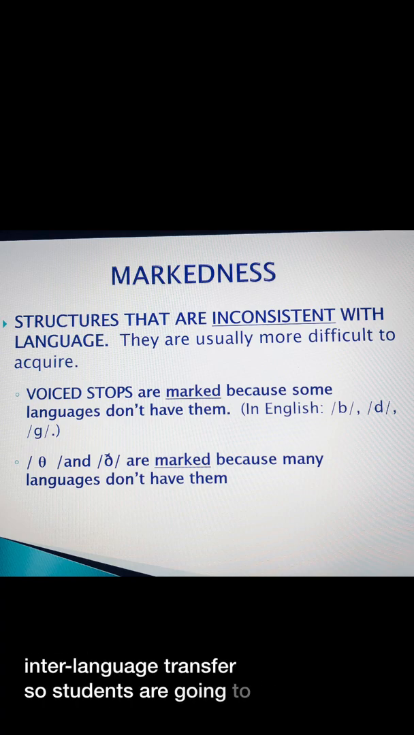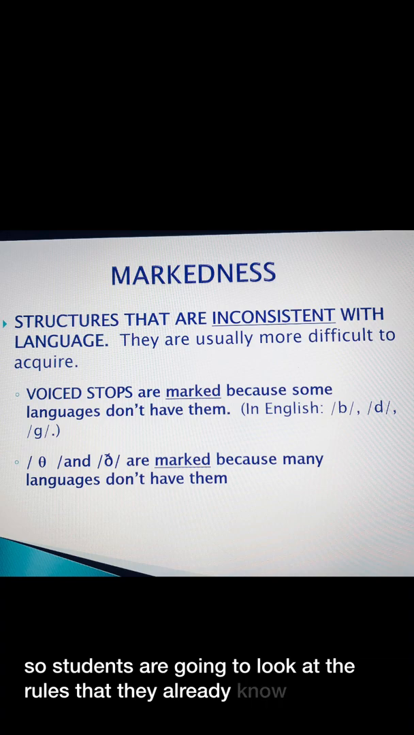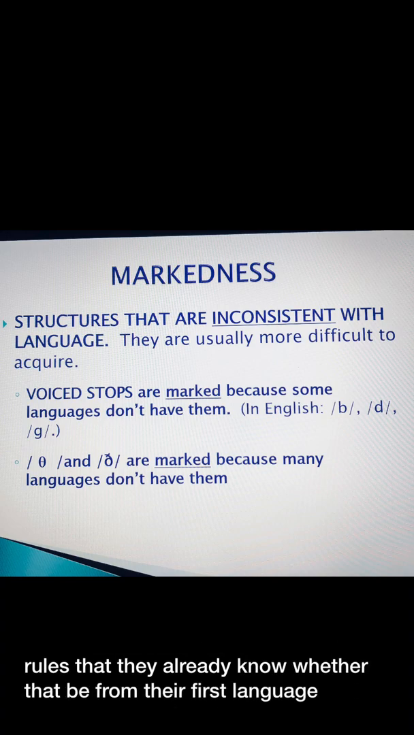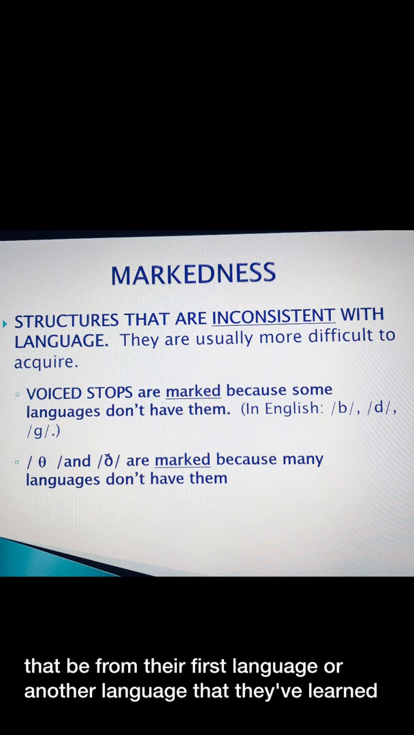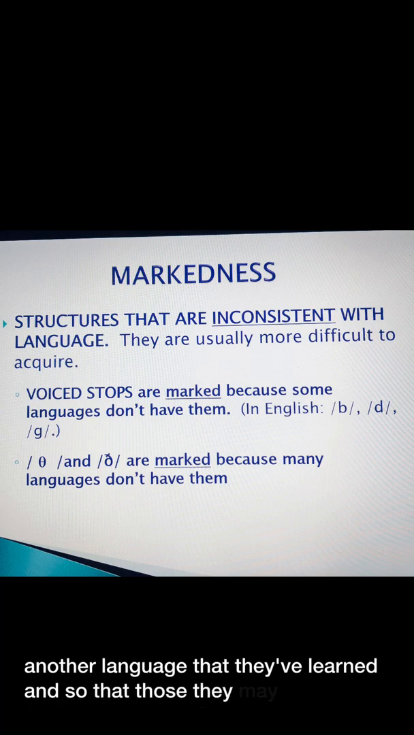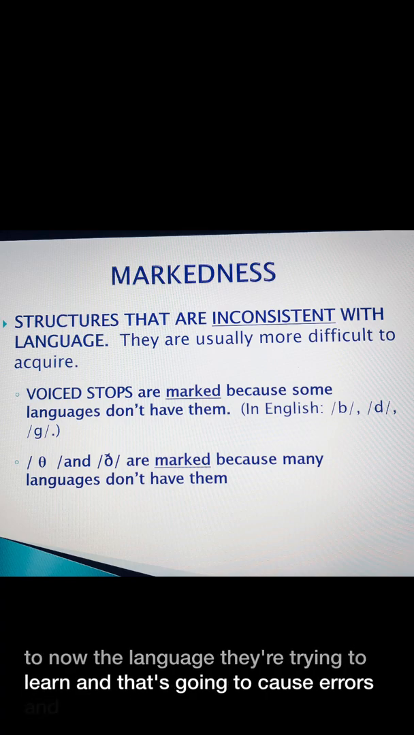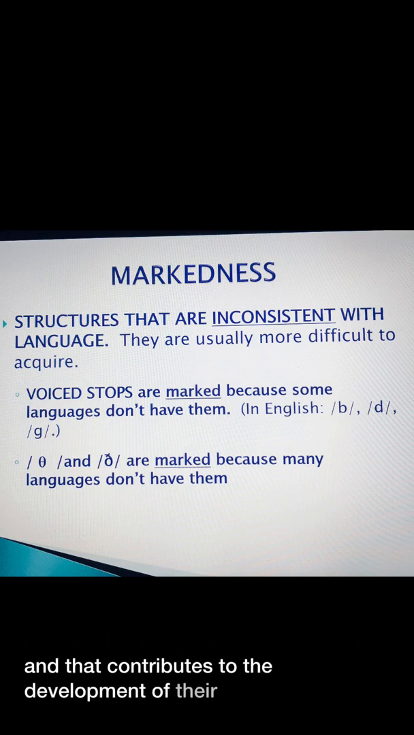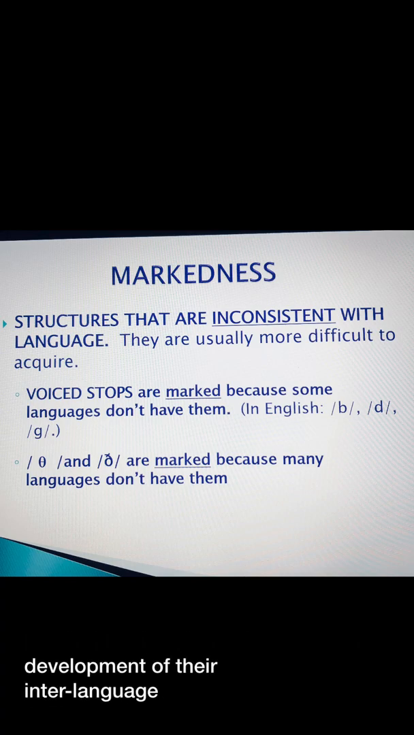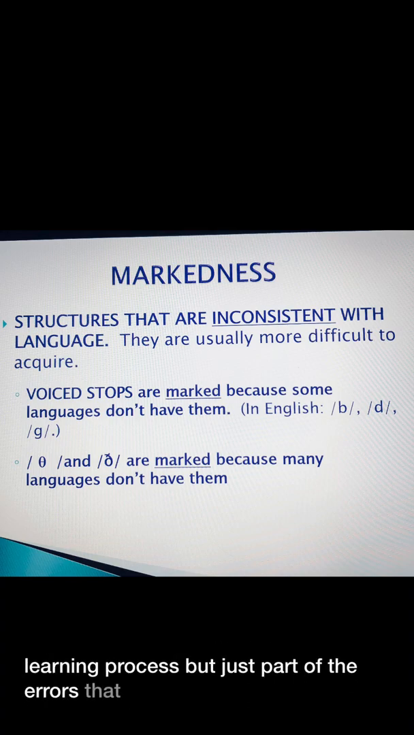So students are going to look at the rules that they already know, whether that be from their first language or another language that they've learned. And those they may transfer to the language they're trying to learn, and that's going to cause errors. And that contributes to the development of their interlanguage. So those are things that, I guess, not really slow down the learning process, but are just part of the errors that you'll see that they're making, okay?